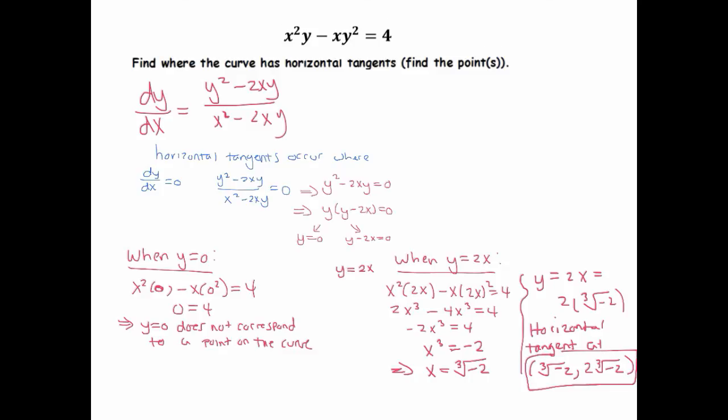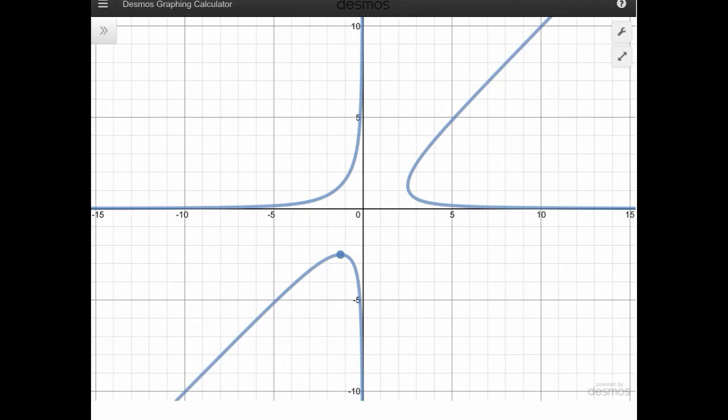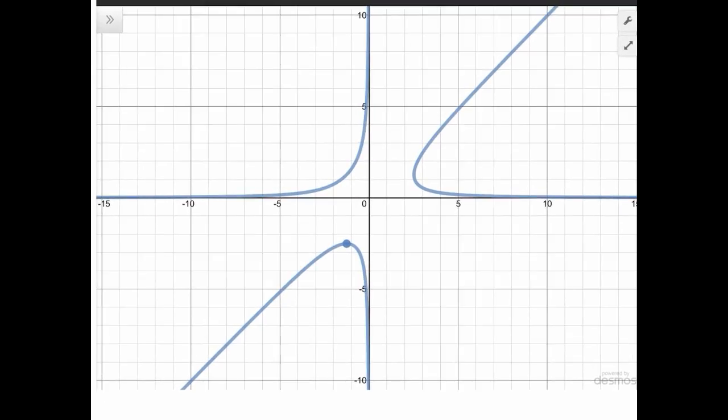So that should be at some point in the third quadrant, and on the next page you'll see that we can see that point, and we can see that the curve has a horizontal tangent there. So here you can see the point cube root of negative 2, 2 cube root of negative 2. You can see there's a horizontal tangent there. And you can see that when y equals 0, that's just the x-axis. There's no horizontal tangent there. There's an asymptote there. There's no curve there. So we had to check that so we could rule it out. There's only one point of tangency for which the tangent is horizontal, and we found it here.